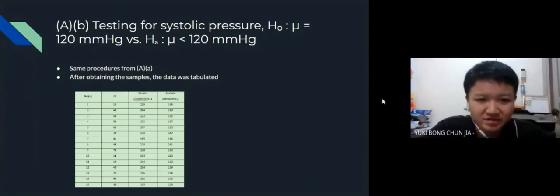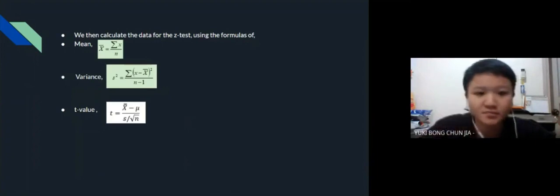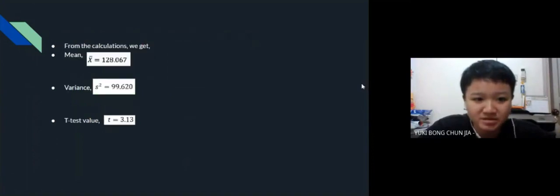So we have the same procedures as in part A. After obtaining the sample, the data was tabulated like the table below. We then calculate the data for the test using the formula like this. The mean is x-bar equals total x divided by n, and then the variance and the t-value like the formula shown. From the calculation, we get that the mean is equal to 128.067, the variance s squared equals 99.620, and the t-test value is t equals 3.13.